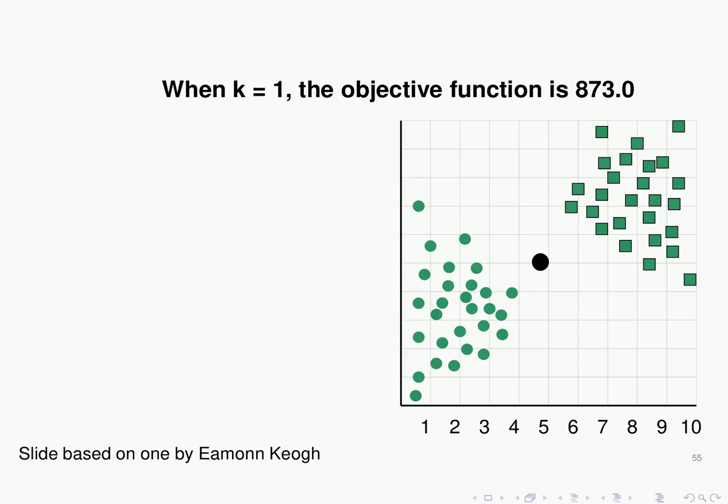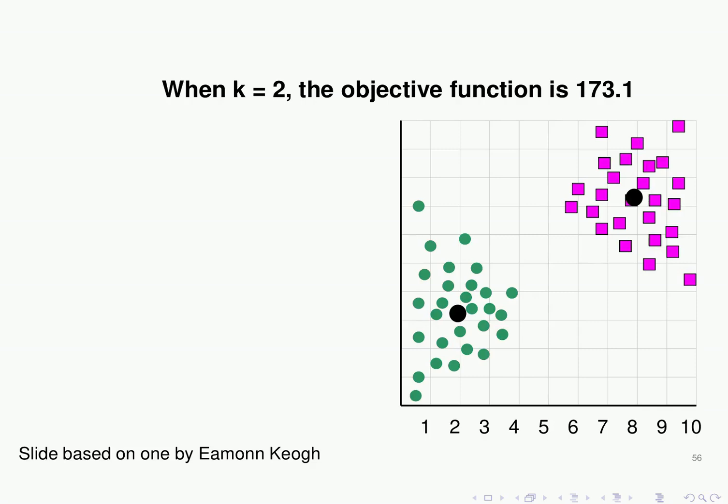When k=1, all data points are grouped into a single cluster with one centroid shown as the black dot. The objective function, representing the sum of squared distances from the data points to the centroid, is 873.0. This high value indicates significant distance and variance within the cluster. As we increase k, we expect this objective function to decrease, reflecting tighter and more accurate clustering. This setup highlights the importance of choosing an appropriate k to minimize within-cluster variance effectively.